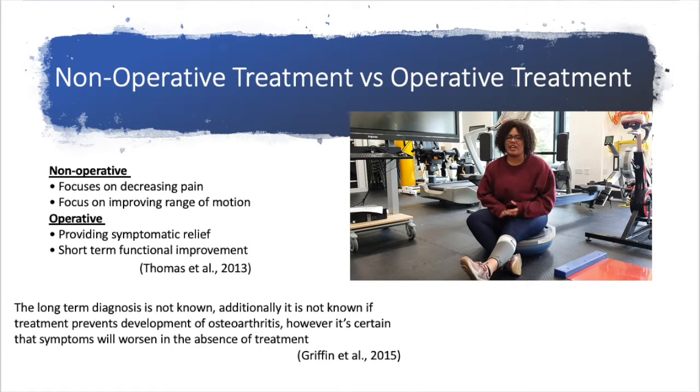Treatment modalities for FAI have been conflicting. Evidence suggests that exercise therapy is an effective conservative treatment. However, in most cases, surgery is more effective.